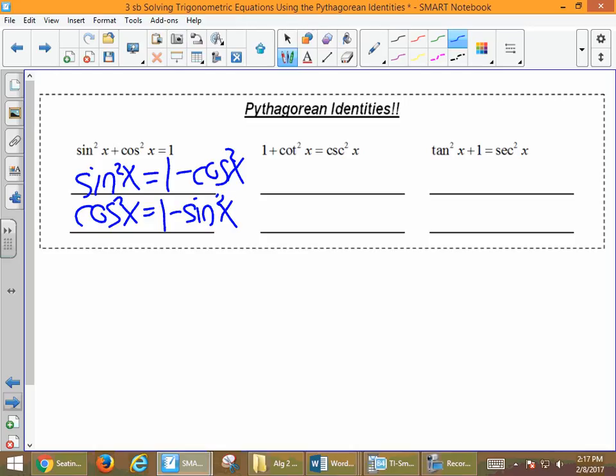We can do the same things for 1 plus cotangent squared equals cosecant squared. So if we solve for just 1, we would subtract a cotangent squared from each side. So we would have 1 equals cosecant squared minus cotangent squared. Okay, cool. Likewise, we can solve for just cotangent. So we would subtract a 1 from each side, and we would get cotangent squared equals cosecant squared minus 1.